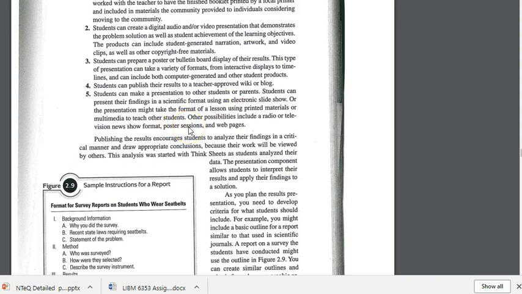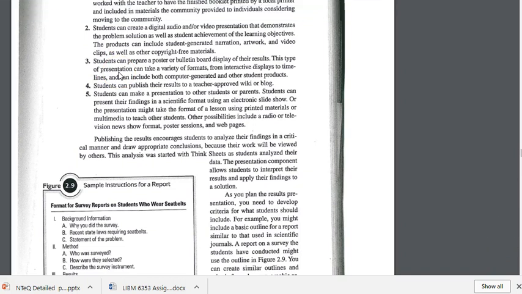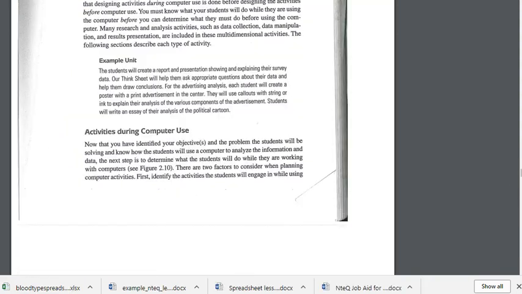You could have a poster session, web pages. They could create their own little radio show or television news show format. Any of those things would help encourage those students to analyze their findings in a critical manner and draw appropriate conclusions. And if they know that their work is going to be viewed by others, they pay more attention than when they are just sharing it with teachers, especially if they know their peers are going to see it. A lot of times they will spend a lot more time and effort if they know mom or dad's going to see it, and those peers especially.